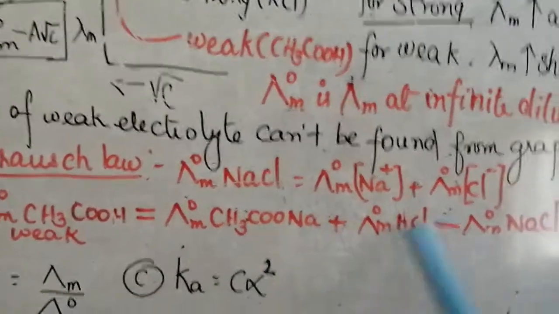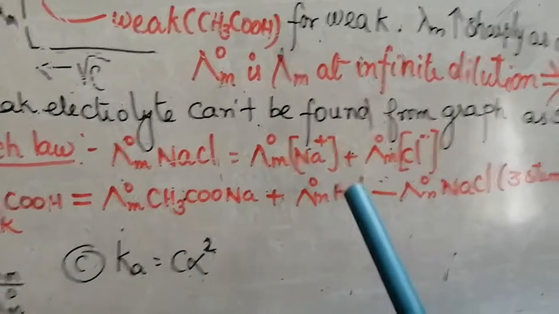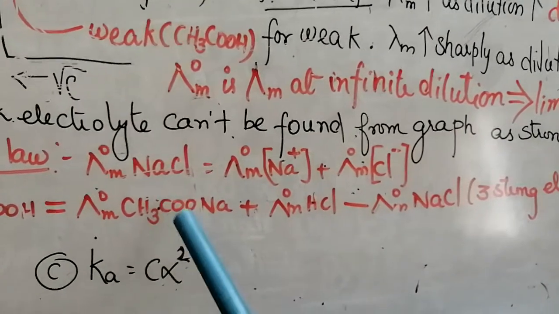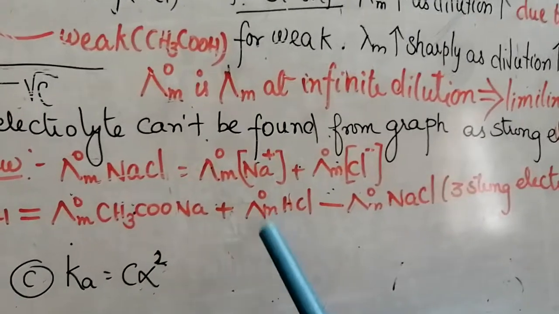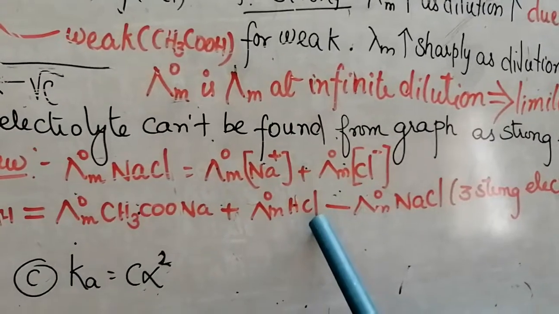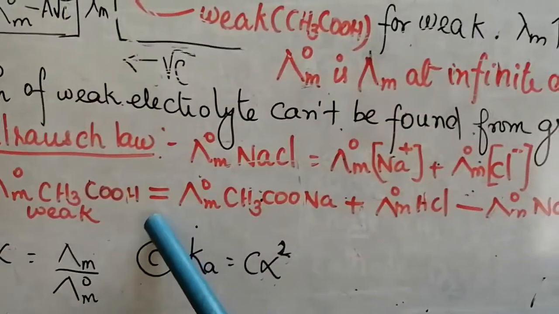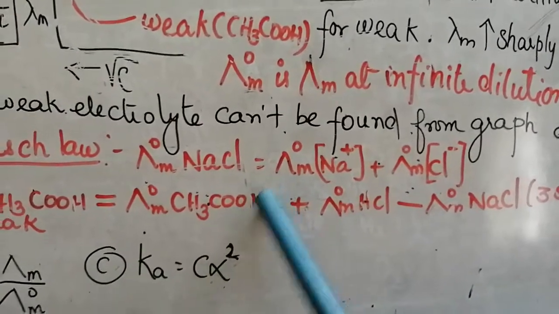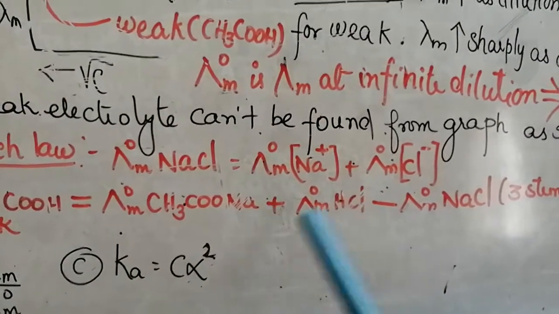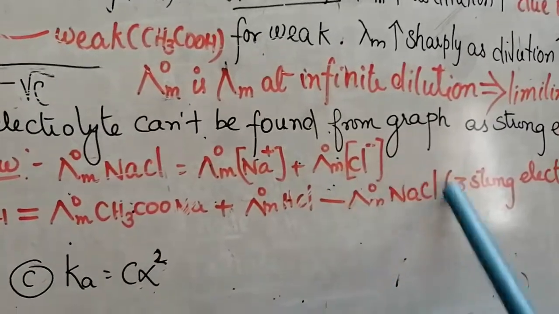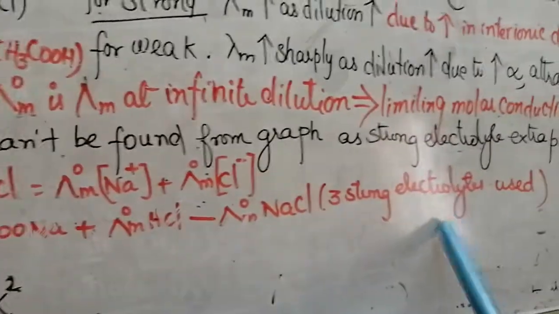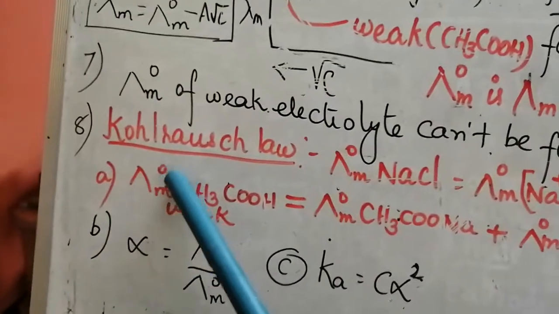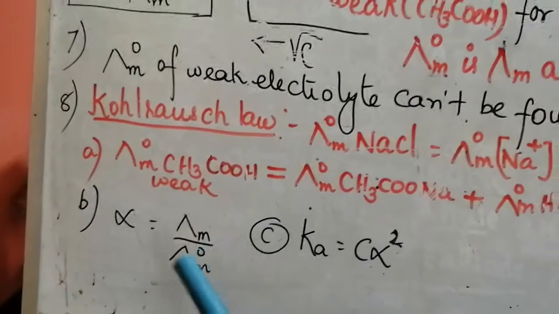So I am taking 3 strong electrolytes: sodium acetate, HCl and NaCl. From sodium acetate, which ions will give contribution? Acetate ion and Na plus ion. From HCl, H plus ion and Cl minus ion. I want what and what? Acetate ion and H plus only. So from here, acetate ion is coming. From here, H plus ion is coming. I don't want this Na plus. I don't want this Cl minus. So both values I am subtracting using NaCl. So by using 3 strong electrolytes, we can find out lambda m naught, that is the limiting molar conductivity of a weak electrolyte.